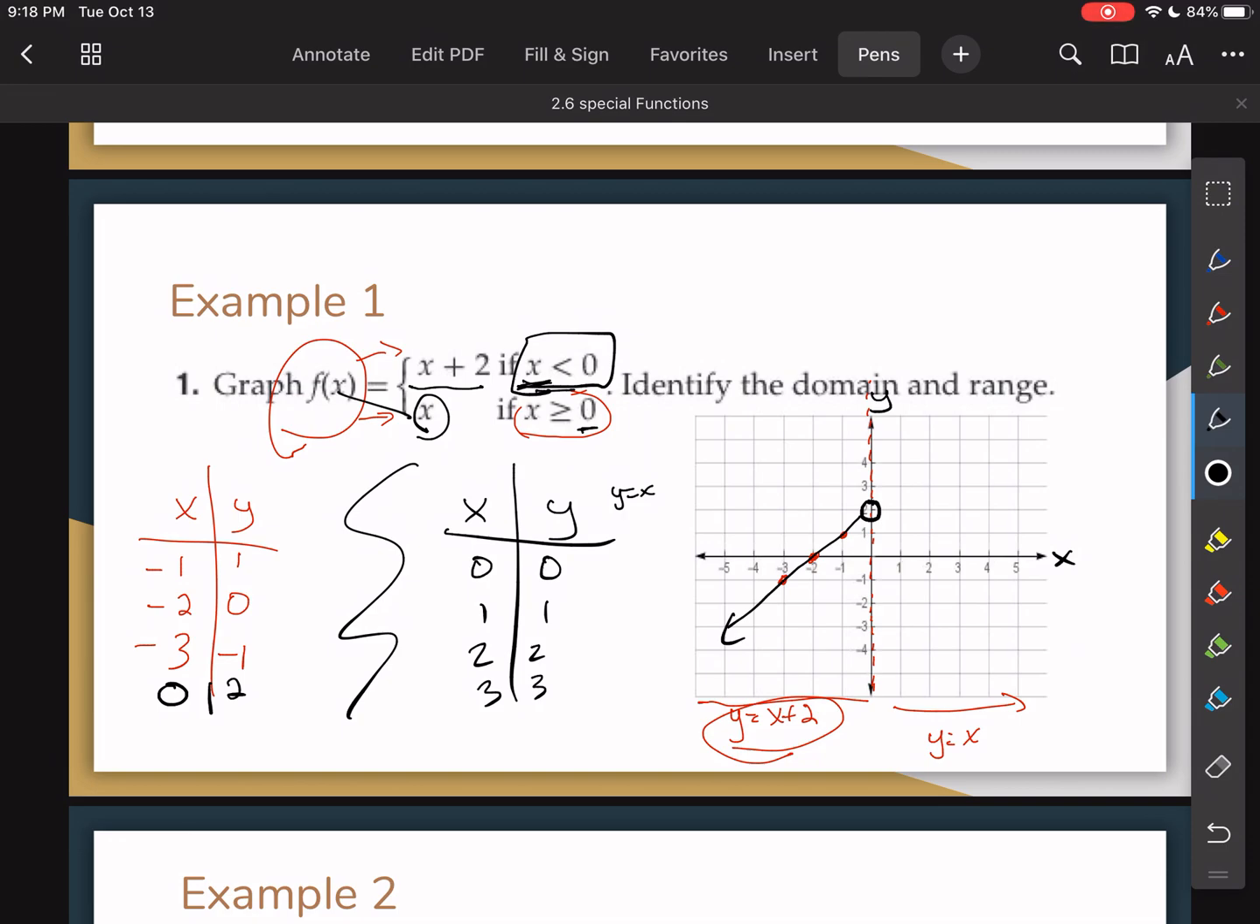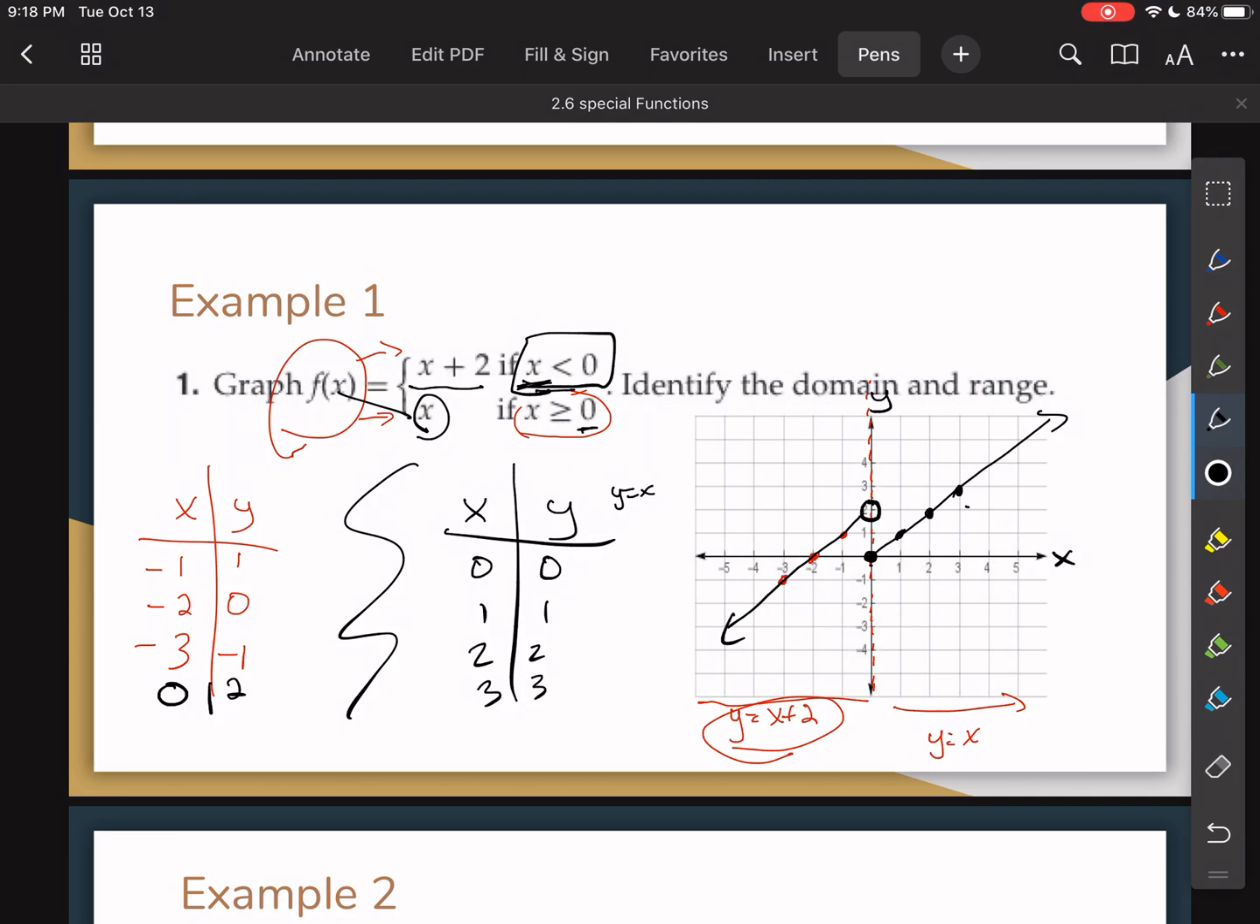So at 0, 0, we have a solid dot. Then at 1, 1, we have a dot. 2, 2, we have a point. 3, 3, we have a point. And there's my line. Okay, that is a simple piecewise function. Hopefully that strategy makes sense. We'll do a couple more of them together here.